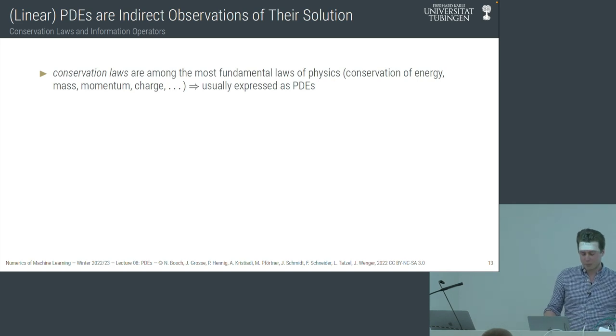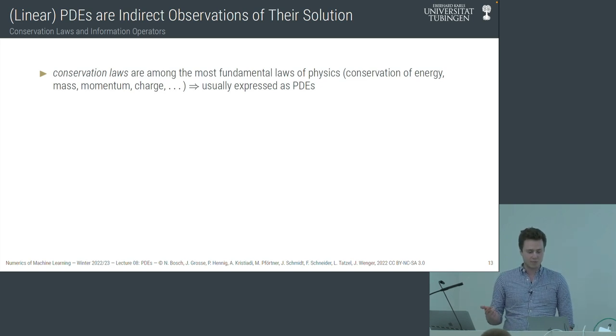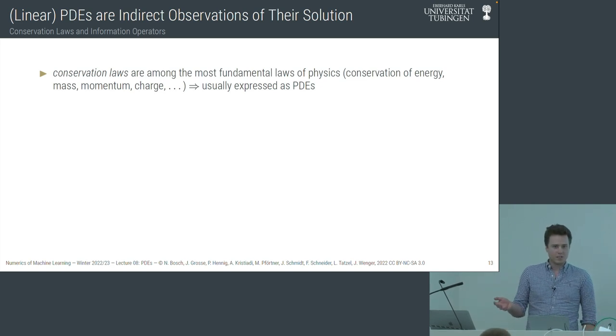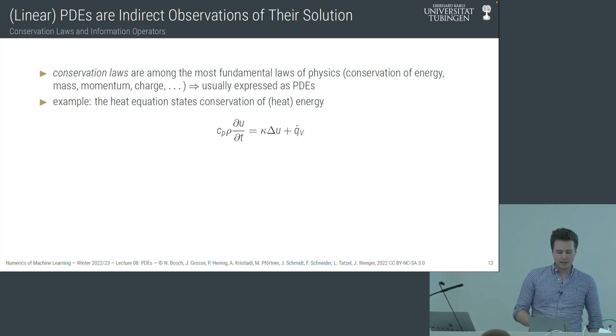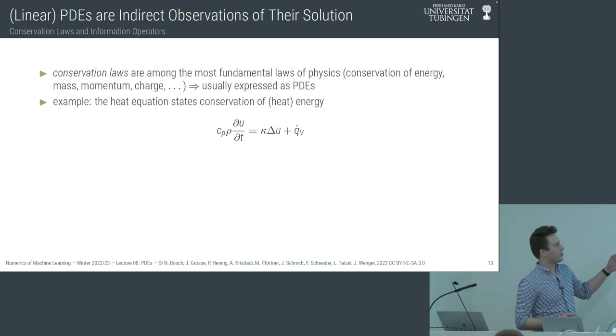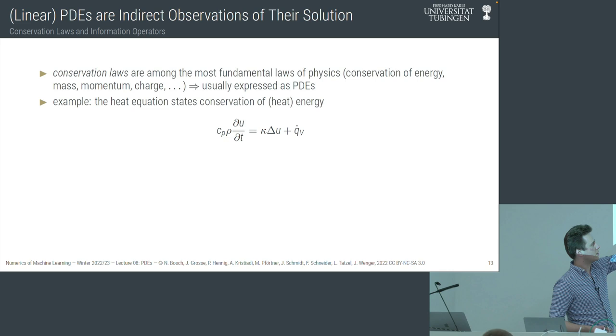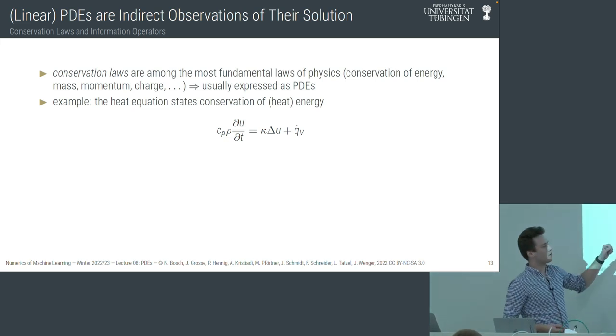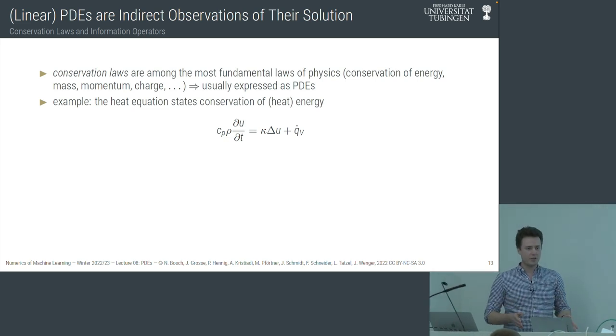And in physics, this actually has an interpretation. A lot of the most fundamental laws formulated in physics are actually conservation laws. So they describe the conservation of some fundamental quantity like energy, mass, momentum, charge, or some other physical observable. And it turns out that these are usually expressed as PDEs. And the heat equation we've just been talking about, notice that I moved one term over to the other side, is a statement about conservation of energy, particularly heat energy.